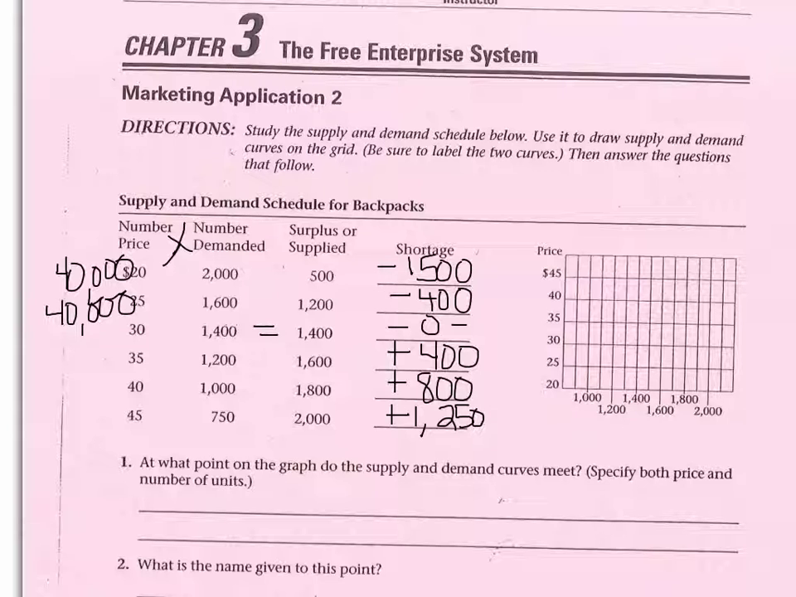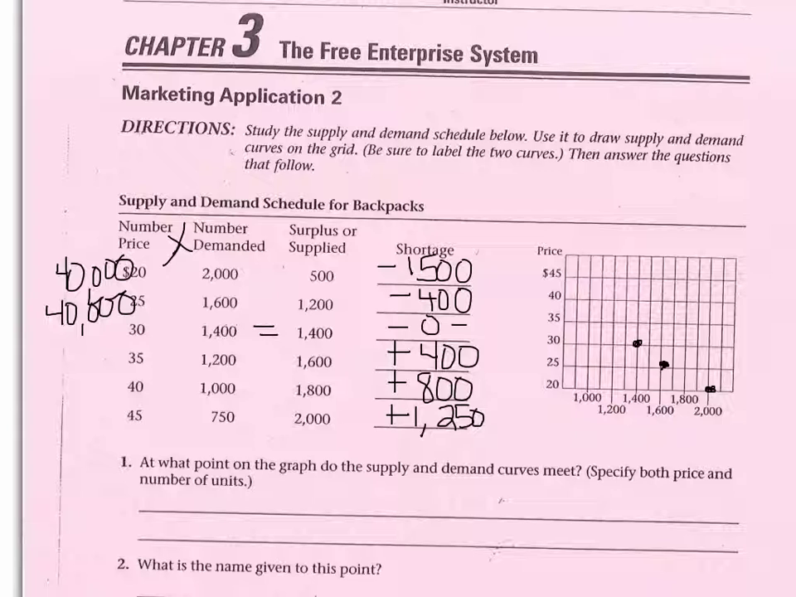So let's start with the pricing $20 with 2,000 demanded. Okay, so if we come down here at $20, 2,000 is demanded. And so we're going to put a little dot right there on our chart. At $25, 1,600 is demanded. So we come over here, $25 to 1,600, add a little dot on the chart there. At $30, 1,400 is demanded. Put a little dot there.